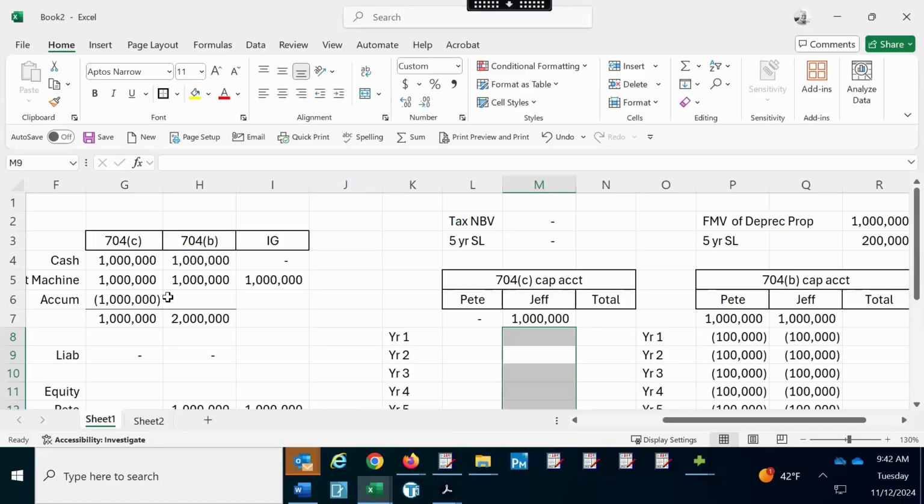So if we go back to the balance sheet, and if we had no depreciation available based on the asset that existed at the date we formed the partnership, if we went out and bought another widget machine for $1 million, then we would be able to use that $1 million newly acquired machine to allocate depreciation to Jeff to cure the shortfall that existed on the asset that was contributed.